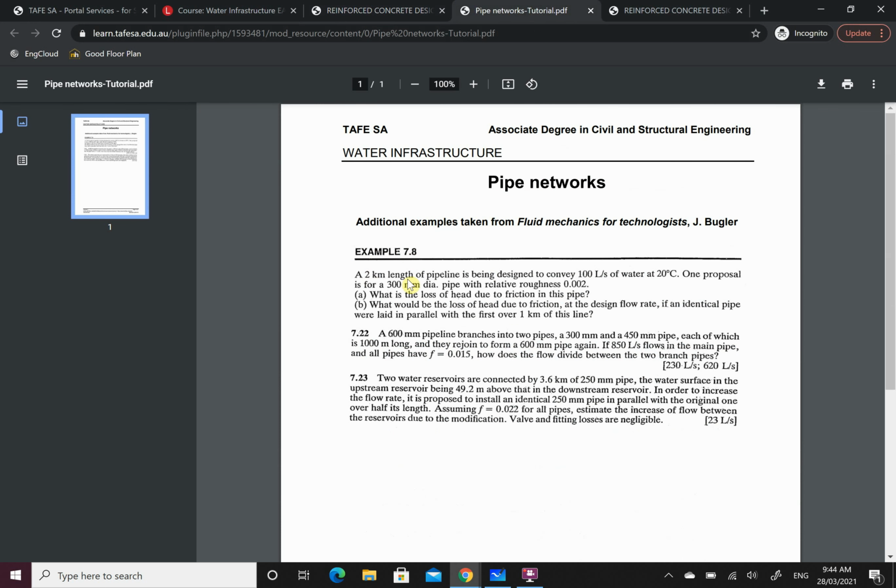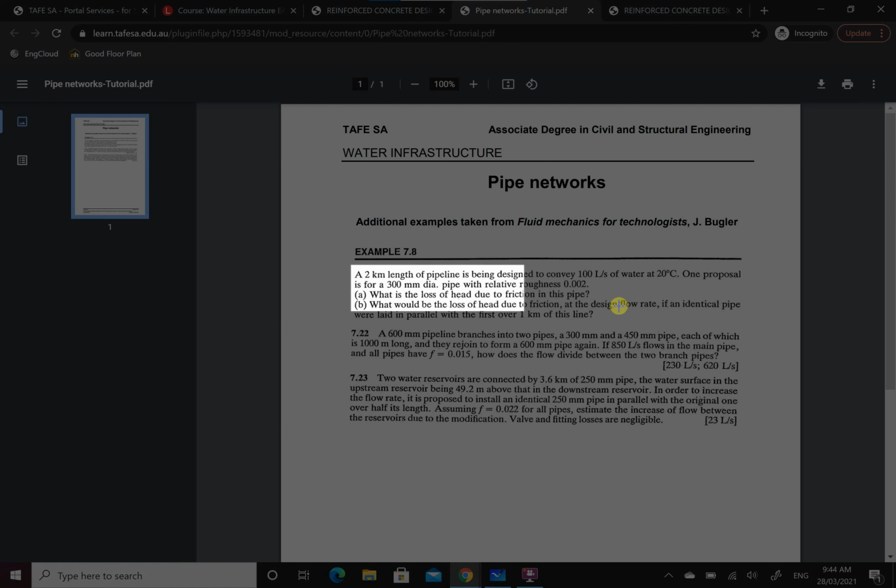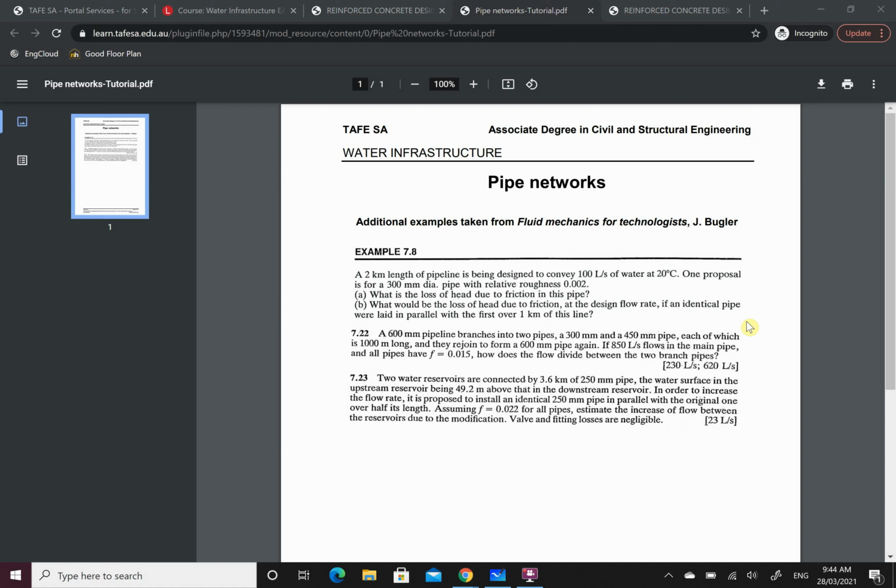Alright, so let's start. Question 1, a 2 kilometer pipeline is being designed to convey 100 litres per second, so that's our flow Q. Water at 20 degrees. One proposal is for a 300 mm diameter pipe with a relative roughness of 0.002. So what is the loss of head due to friction in this pipe? Alright, so let's start with this. What I'll do is I'll take a screenshot and bring it over to the whiteboard, and then we can go straight away.